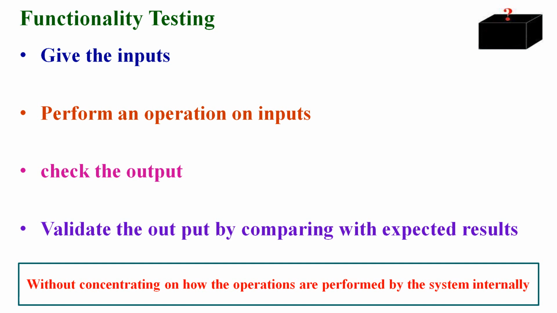Clear? So, here, functionality testing is nothing but testing without concentrating on how the operations are performed by the system internally. We won't bother about the operations because we are not bothered about the code, the internal code. Clear? So, these are the 4 steps in the functional testing. Right? Now, we will take examples and we will explain.